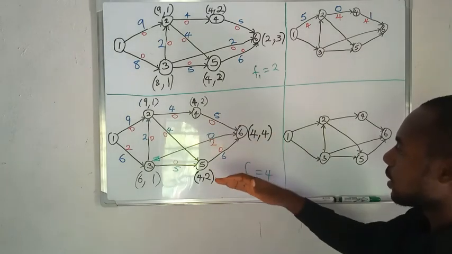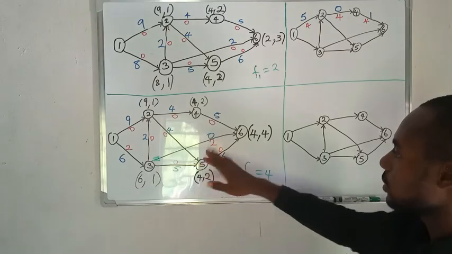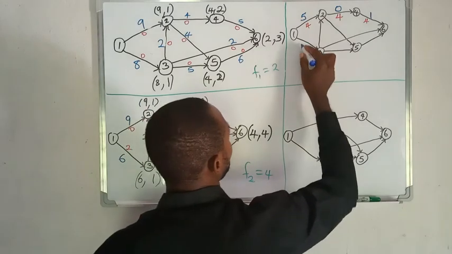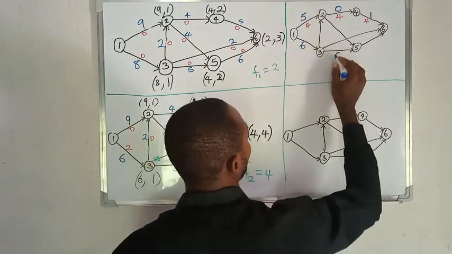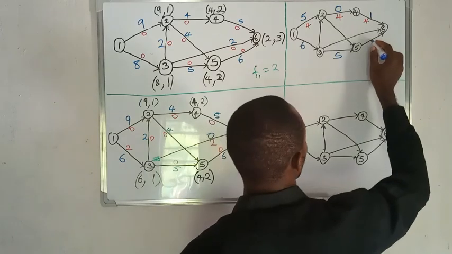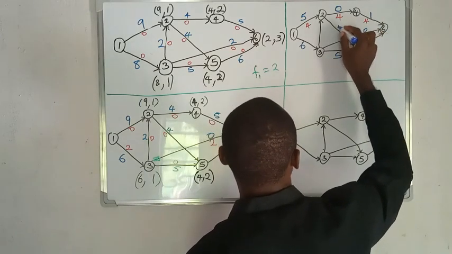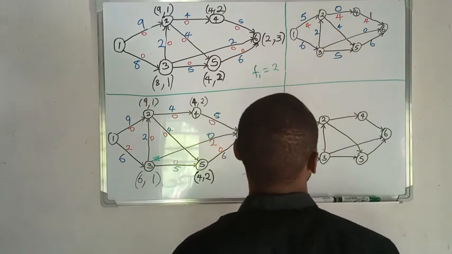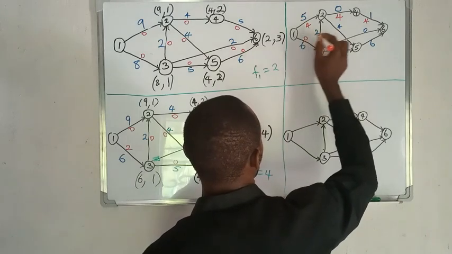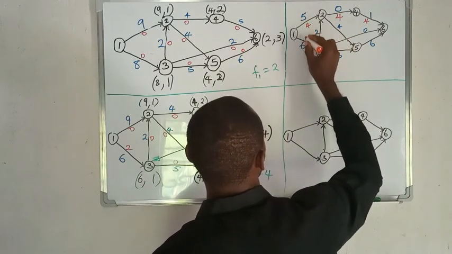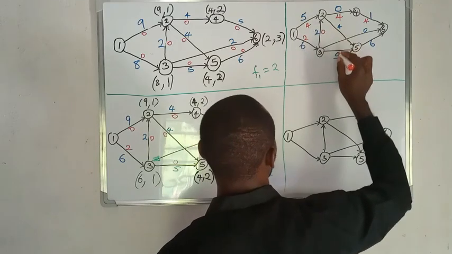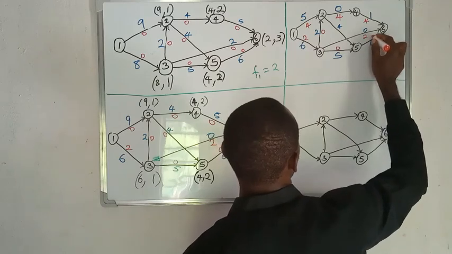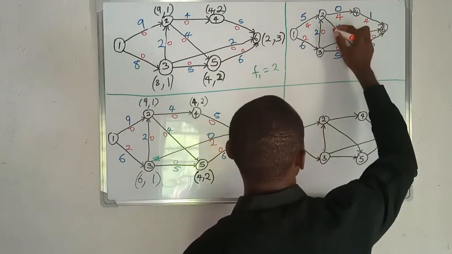After doing this, we still write out the other capacities that we didn't touch. So writing this out, we have 6 here, 5, 6, 0, and 4. Right here we have 0, 2, 0, 0, 2, 0, and 0 here.